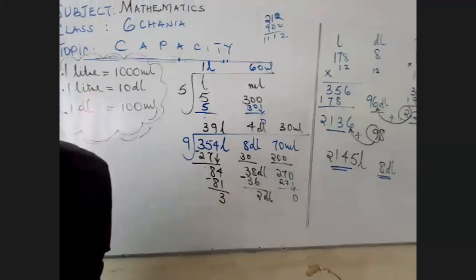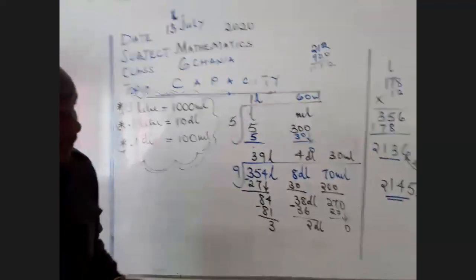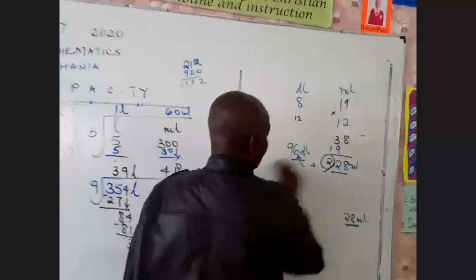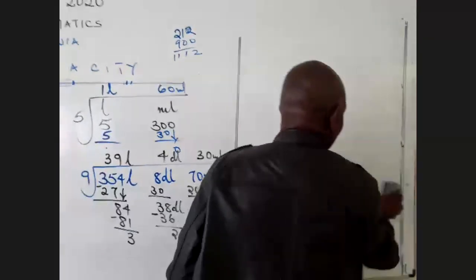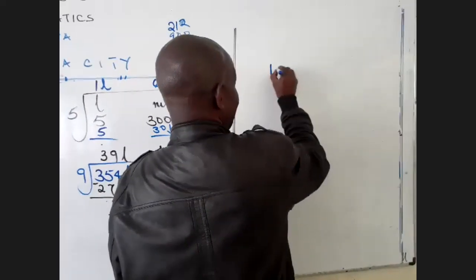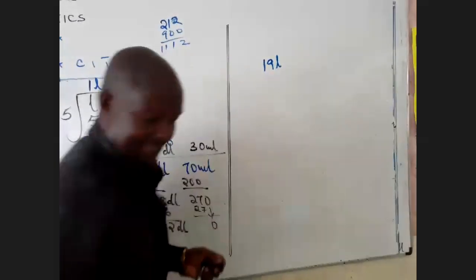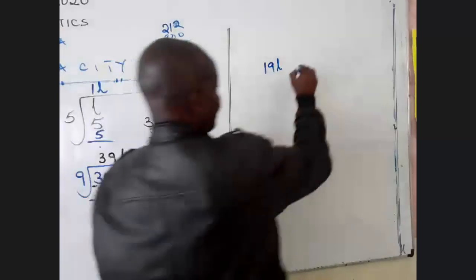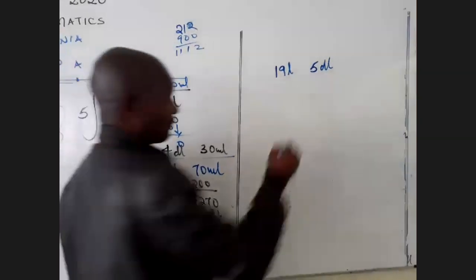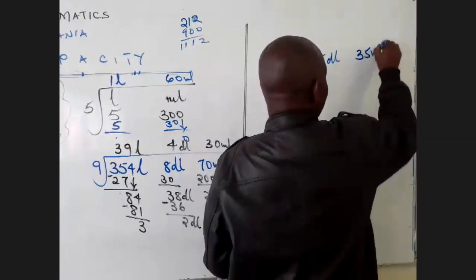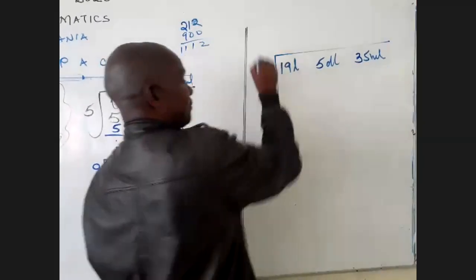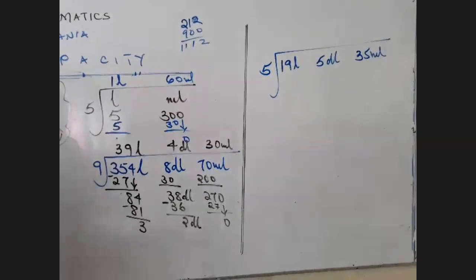Let's attempt another one on division. I'll have 19 liters. Deciliters, I have 5 deciliters. And milliliters, we have 35 milliliters. Divide all this by 5 people. Divide by 5. Try that.